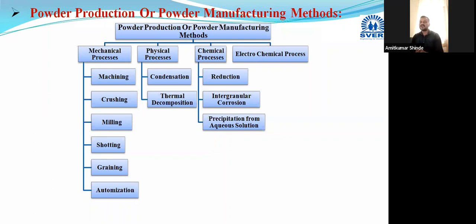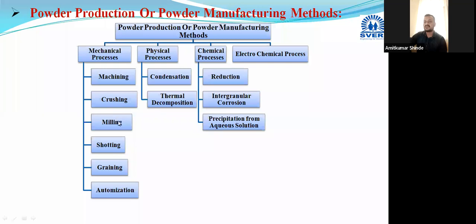Collision will occur between those two materials, and as the discs which we are using are very hard, they will remove material from the raw material. The material will get removed in the form of powder, and it can be collected at the end from that drum. So this is the milling process. In this way we can manufacture the powder with the help of the milling process.